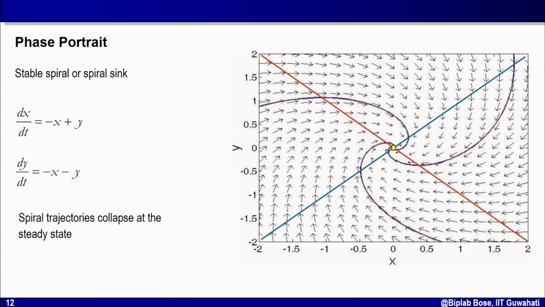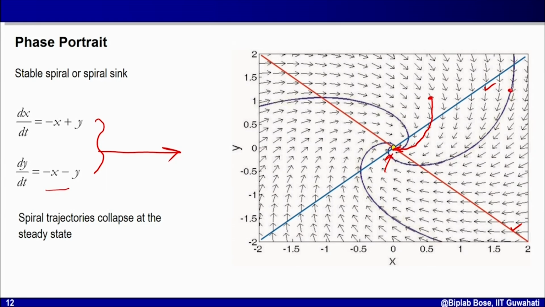Now comes another type of phase portrait. I have taken two ODEs, dx/dt equal to minus x plus y and dy/dt equal to minus x minus y. These two ODEs are represented by this phase portrait. Again, I have two null lines here shown by the colored lines and the arrows represent dy/dx. And the intersection point of the null lines is the yellow dot, which shows the steady state. If you start from anywhere, suppose here on this phase plot, the arrows tell you that you will follow this path and collapse at the steady state.